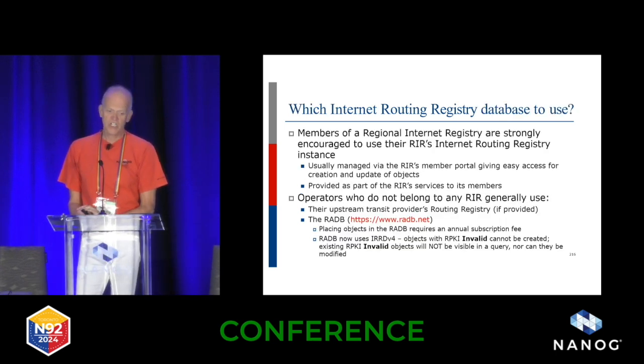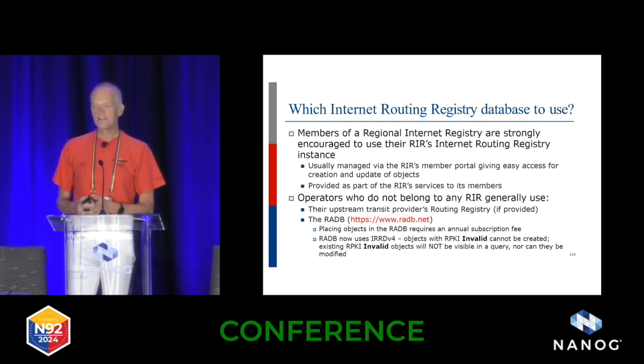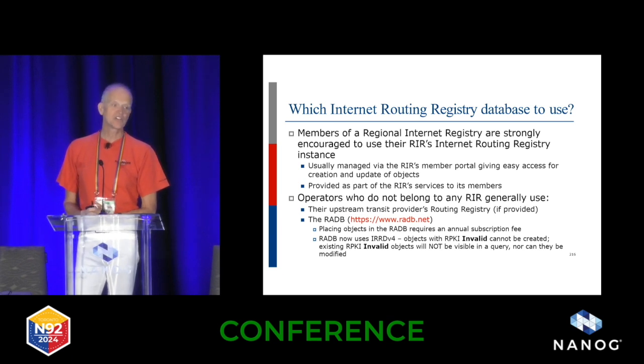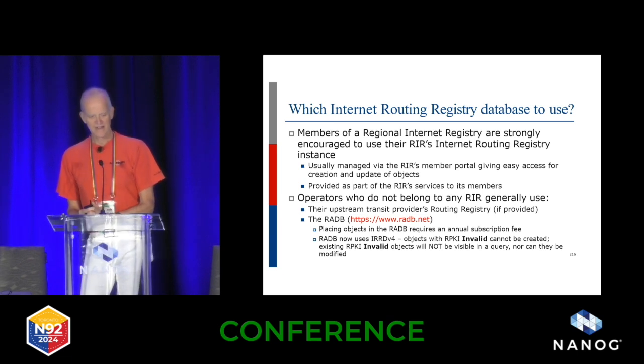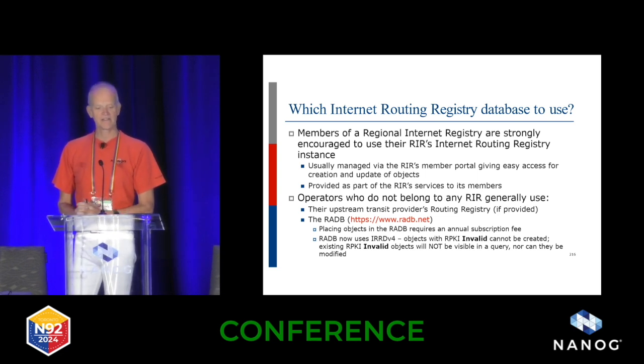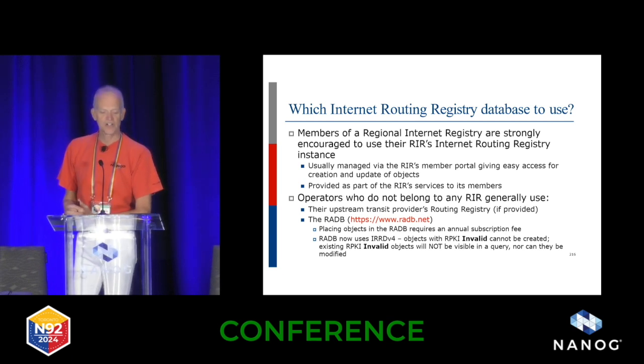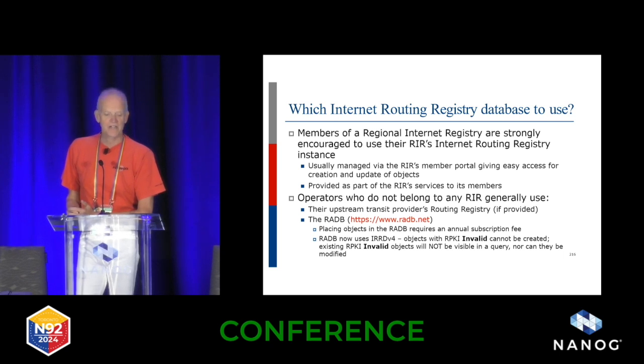Okay, so which Internet Routing Registry database to use? If you're a member of a registry, please use theirs. If you're not a member of a registry, so those of you with legacy address space, that's what RADB can help you with. RADB upgraded to IRRd version 4. So a note with this, objects with RPKI invalid cannot be created.